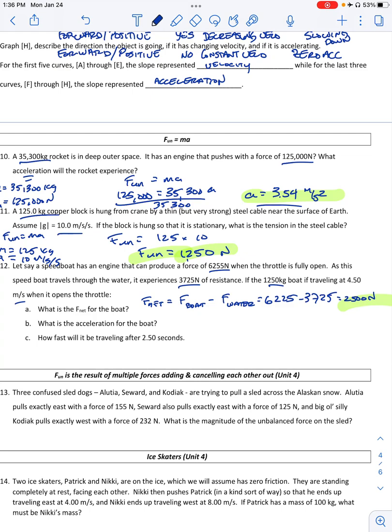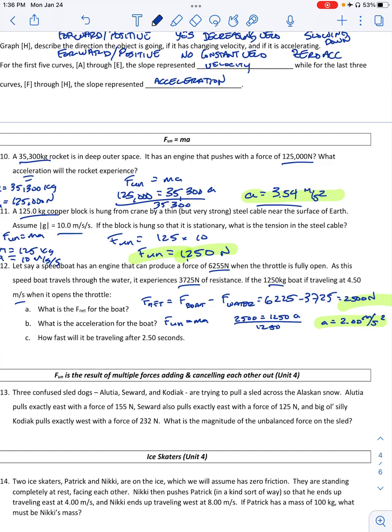All right. What is the acceleration of the boat? All right, so that's going to be F equals ma. So 2500 equals the 1250 A. A here should equal 2.0 meters per second squared. All right. Those three buttons are real helpful.